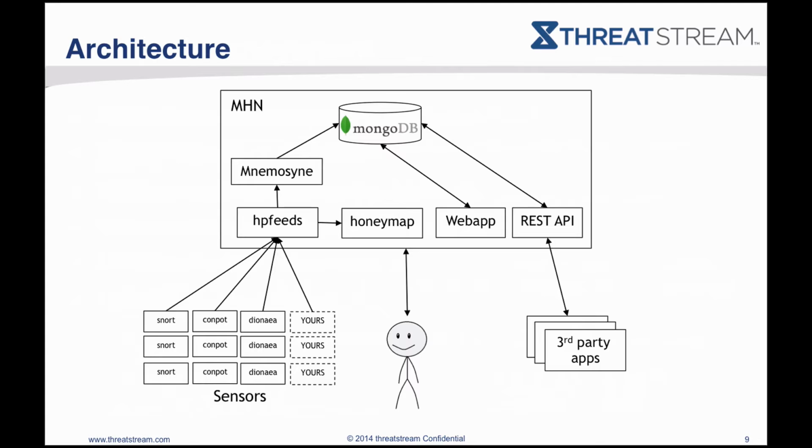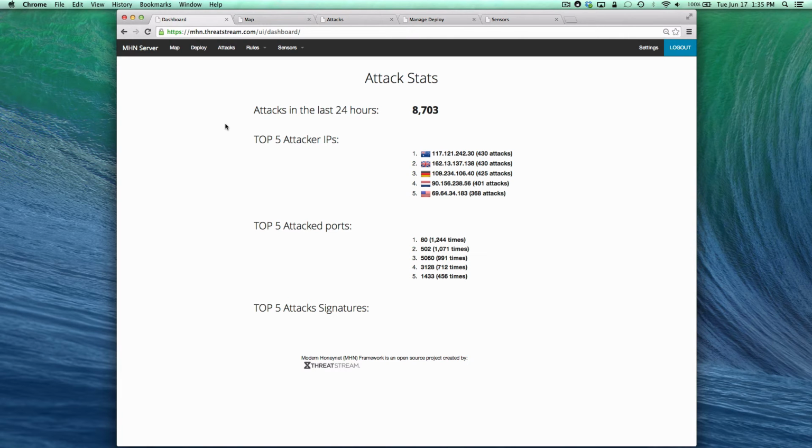ThreatStream currently has a third-party application that's built on top of MHN. Our Optic platform, which is our SaaS-based threat management platform, uses MHN as one of our threat feeds. So we have tens of honeypots deployed across the internet, and those are collecting useful data, and our Optic system is using this data using the REST APIs that MHN exposes. Now I'm going to walk through a demo of the MHN web application.